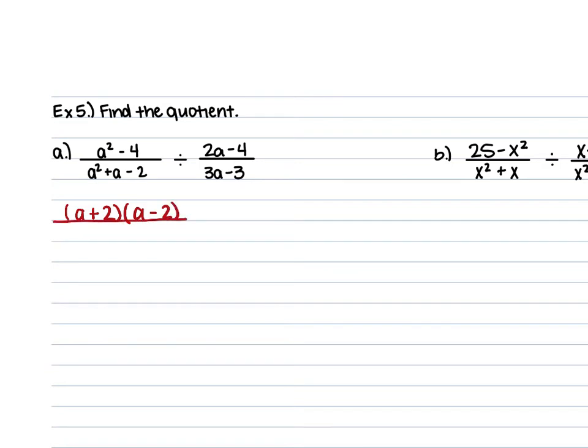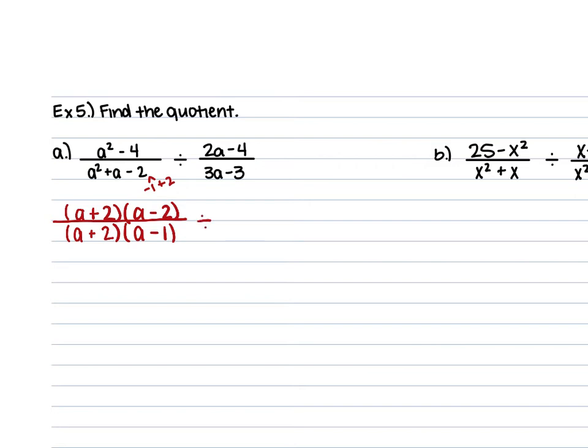In the denominator of that fraction, you have a squared plus a minus 2. Your factors of negative 2 that add up to be a positive 1 are negative 1 and positive 2. So this is going to be a plus 2 times a minus 1.